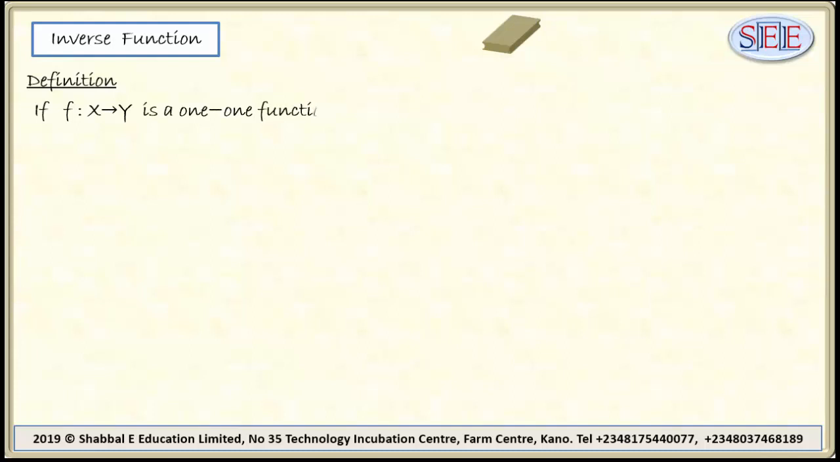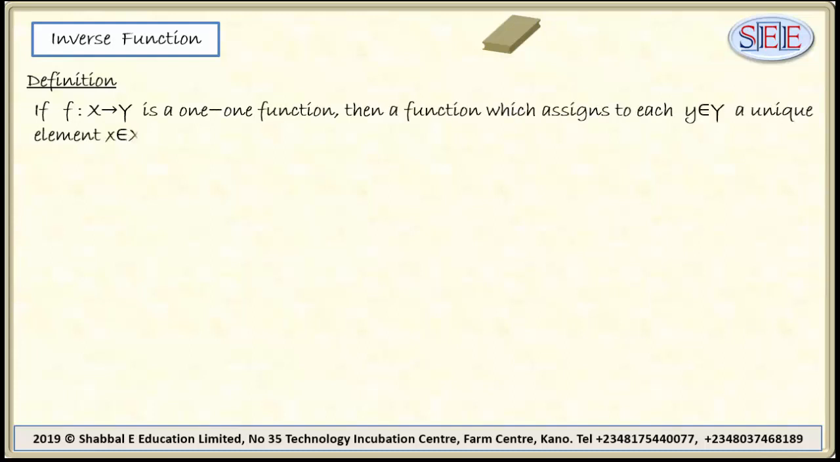If f is a function from X into Y and that function is a one-to-one function, then another function which assigns to each y in Y, that is the codomain of f, a unique element x in X, that is the domain of f, is called an inverse of f. The inverse of the function f is denoted by the symbol f raised to the power of minus 1. That is the symbol of f inverse.